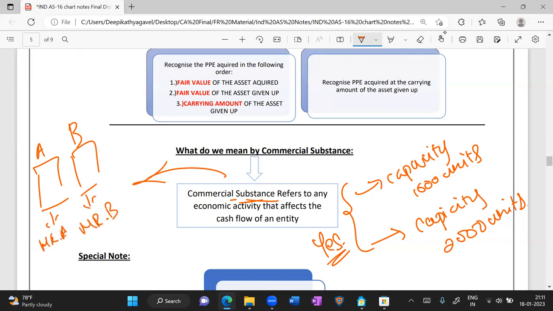Now both of these people are coming into an arrangement that they will exchange their warehouses. The warehouses are located in the same area, just adjacent to each other, and they decide that we will exchange the warehouses. So previously, A's goods were being stored in A warehouse, but now A's goods are going to be stored in B's warehouse. Is that going to in any way affect A's cash flow? Obviously not. So does this exchange transaction have a commercial substance? No, this exchange transaction does not have any commercial substance.